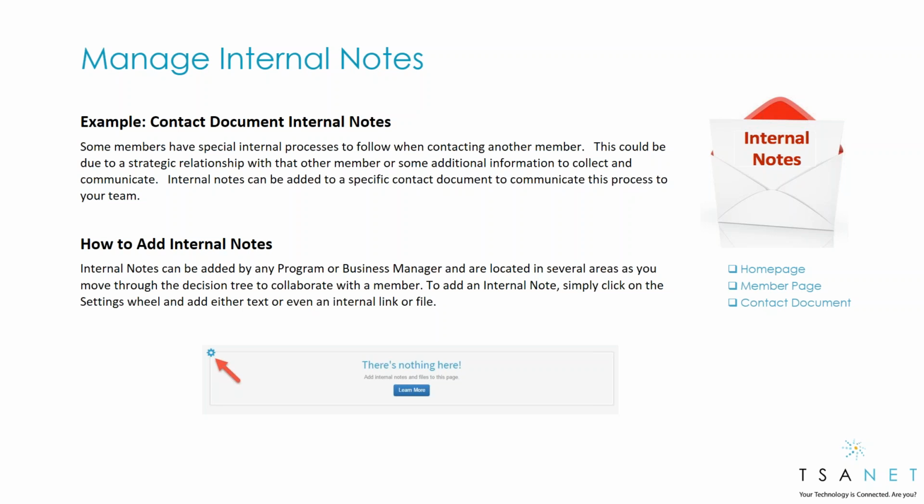And there's several different places that you can use this. You can use it at different levels within the directory in the decision tree, which I'll show you as well. And I'll show you how to add internal notes. It's very easy. But examples of use of this could very well be when you go to collect this information about a member, this is what they're going to ask you to get.